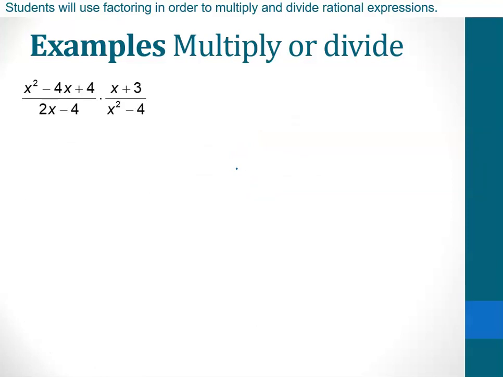Multiplication problem, we want to factor it. How do we factor x squared minus 4x plus 4? Well, what do we multiply that gives us 4 that adds up to be 4? Well, that's 2 and 2. So we've got our x minus 2. And we've got our x minus 2.